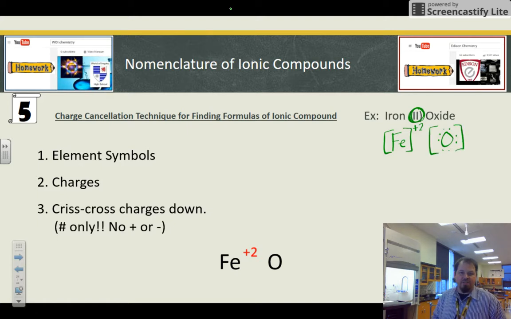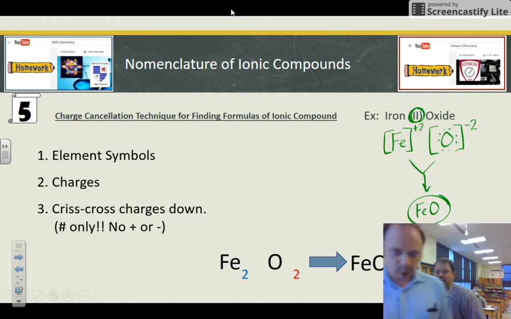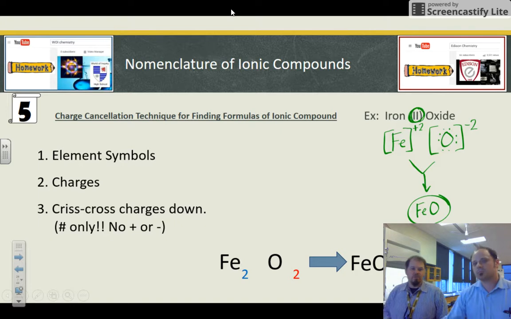Then I have oxygen. Oxygen's negative is always a -2. When I crisscross these down, I get a 2 and a 2. But I can turn this into FeO because I need one of each to cancel out. Those numbers reduce down to 1 and 1. In this scenario, where you do it my way and cancel the charges by looking at how many of each you've got, you never have to worry about reducing the subscripts to their lowest common factor.